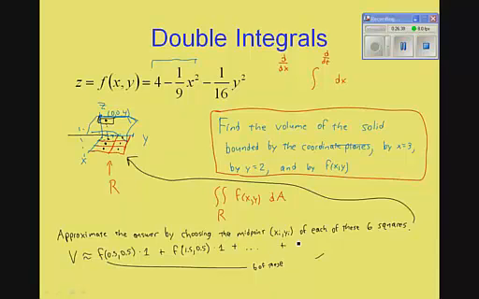So I guess the last one would be plus f of (2.5, 1.5). And I actually worked that all out for you. And I got that was approximately 21.59. That's our approximate integral.